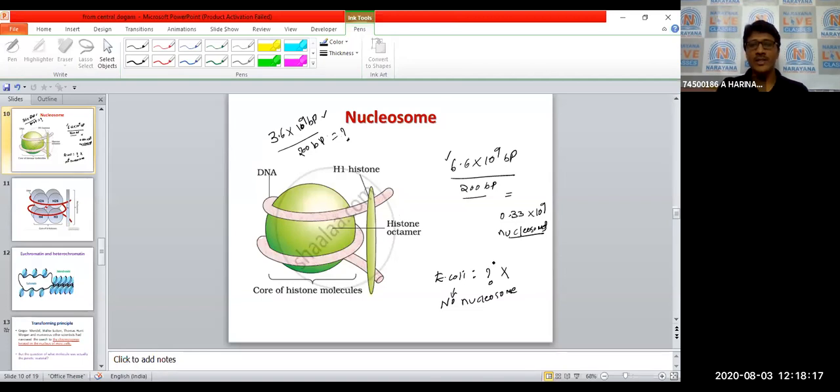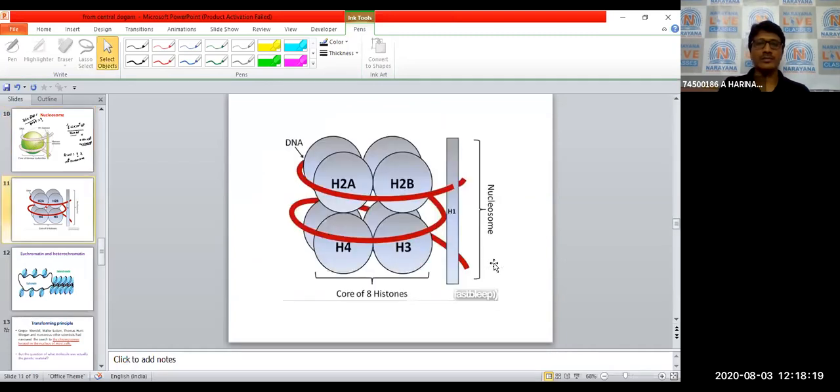One more important point. In total, 8 histone proteins, of 4 types, are involved in the formation of the octamer. DNA plus octamer we call a nucleosome.